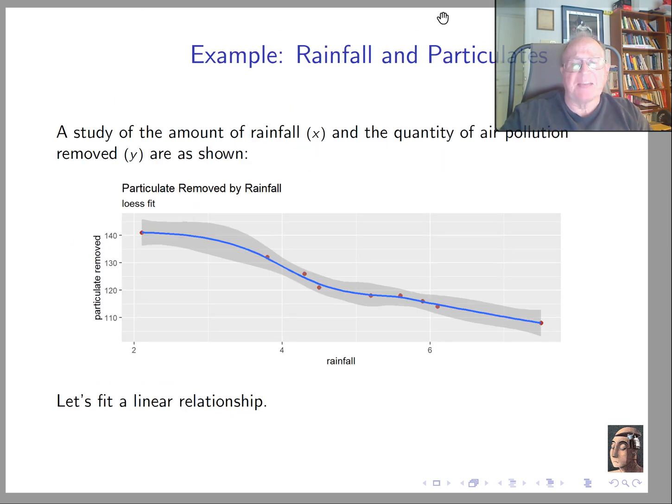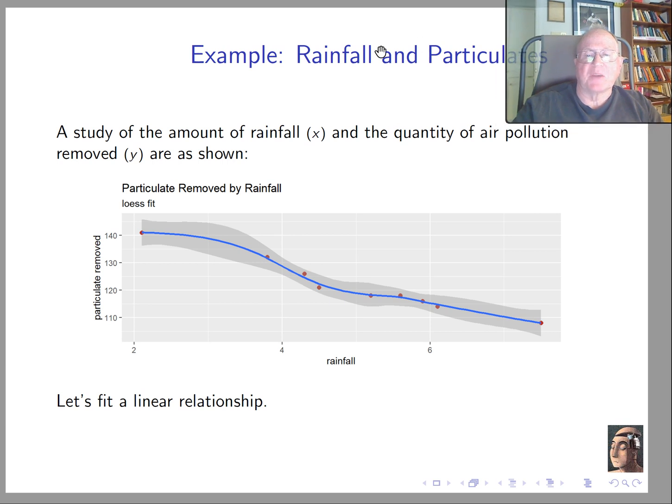Here's an example. Someone did a study on rainfall and particulates in a particular region, and they saw that as the rainfall amount went up, the quantity of air pollution removed went down. It's kind of surprising. So here's our data. We've imposed what's called a lowess fit here just to see the pattern, and we see it's a downward trend without any obvious simple curve. So we're going to try to fit a linear relationship, just a simple straight line.